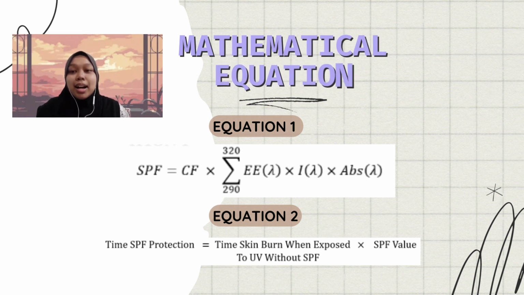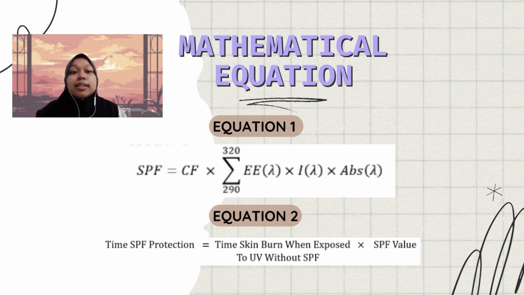Okay, next I will present about the mathematical equation. In this mini project we are using two equations. The first one is the Mentor equation, and the second one is about how to calculate the time SPF protection. So the first equation is SPF equals CF times the summation from 290 until 320 of EE times I times ABS. So when we calculate this, we will get the SPF value.